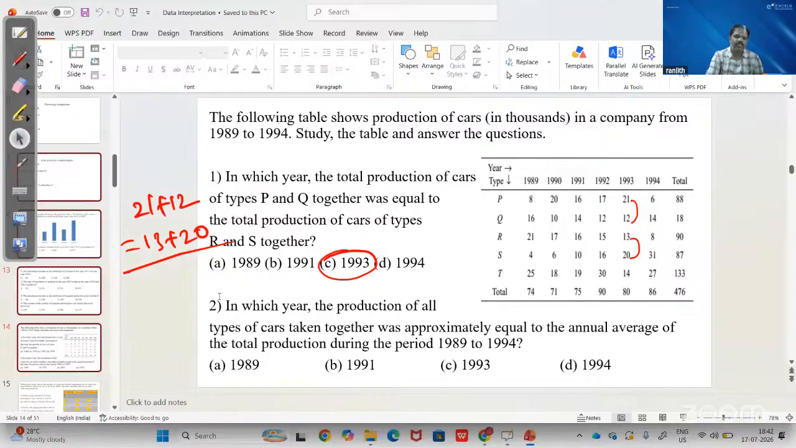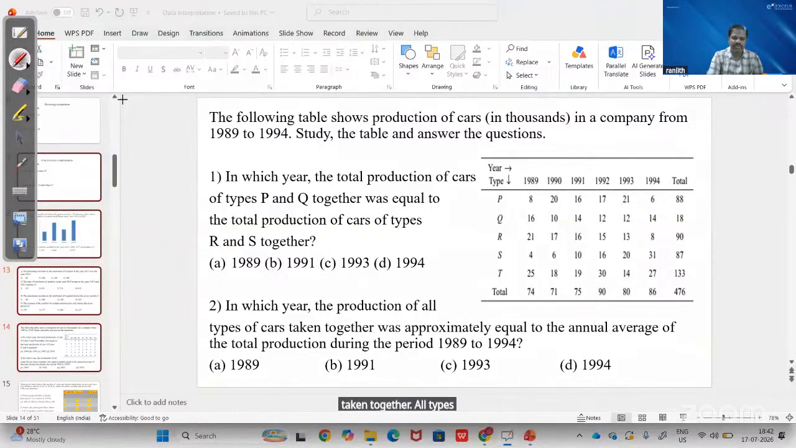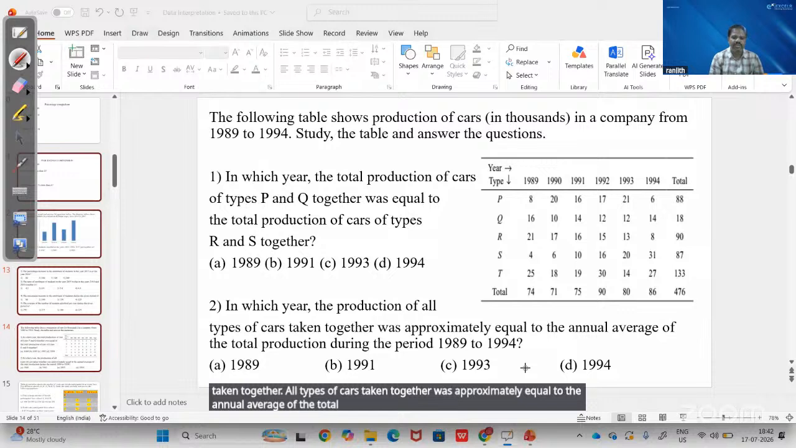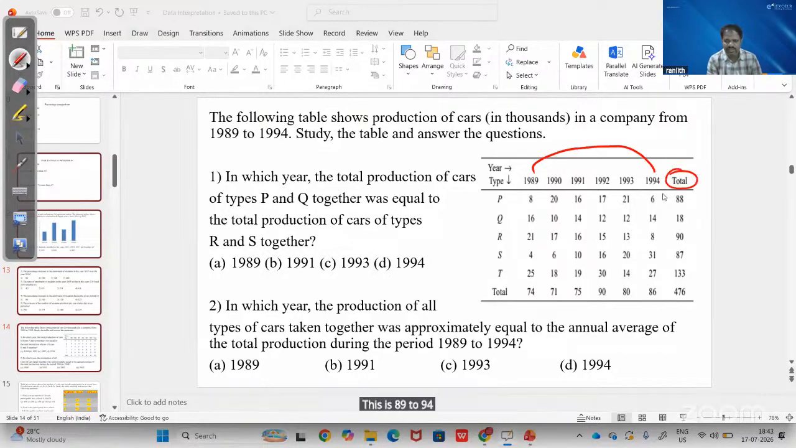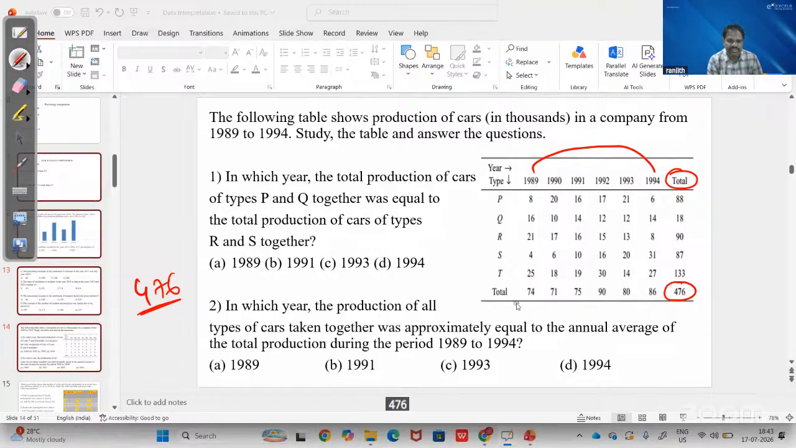In which year was the production of all types of cars taken together approximately equal to the annual average of the total production during the period 89 to 94? This is the total production of cars from 89 to 94. What is the total number of cars? 476. 476 is approximately equal to the annual average. What is the annual average?